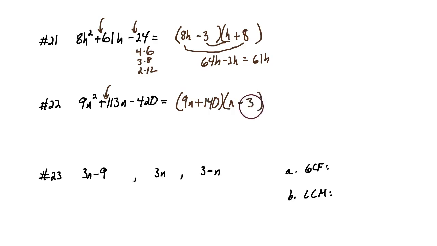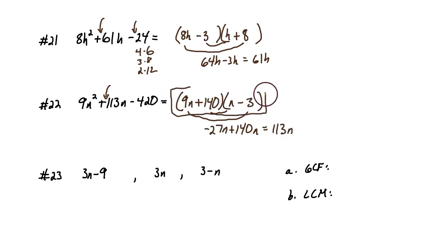140 and negative 3. 140 times negative 3 is negative 420. The outer product is negative 27n, and the inner product is positive 140n, and those combine to 113n. So here is the factored form. That problem was really tough because there were so many possibilities that you had to try in order to get the middle to turn out to be 113.